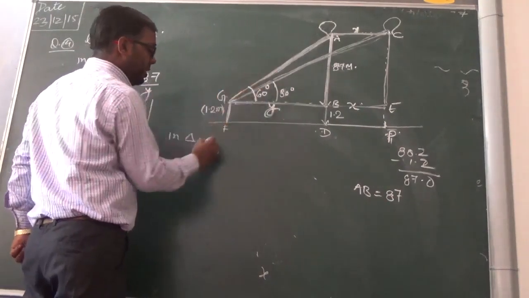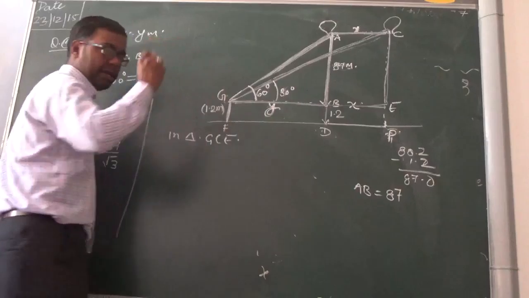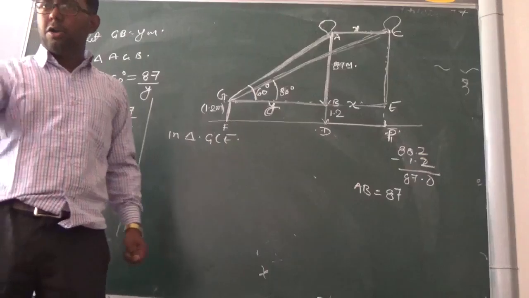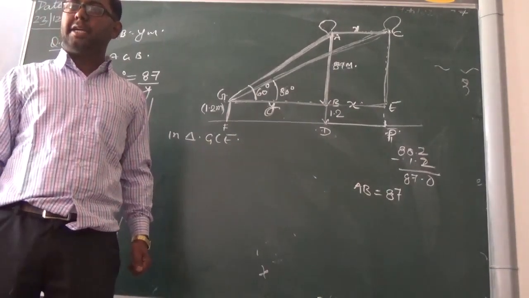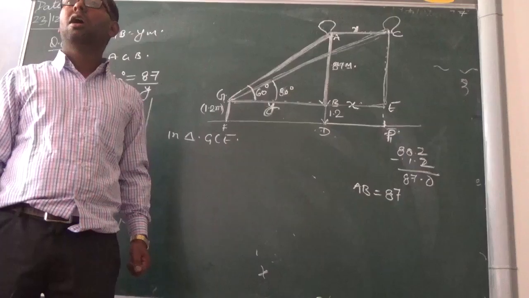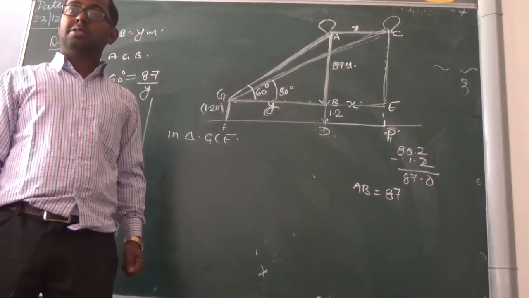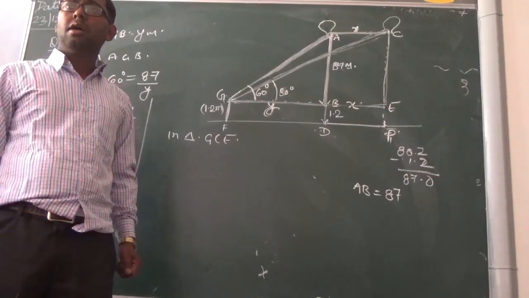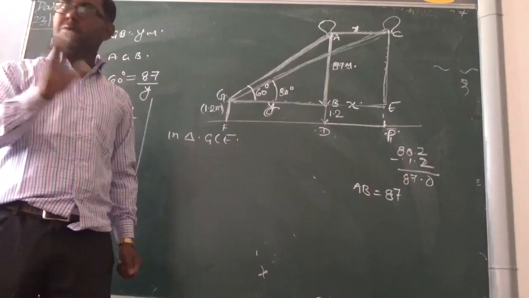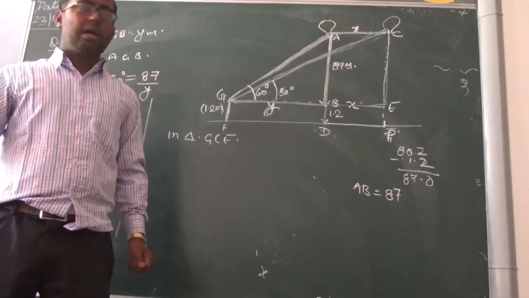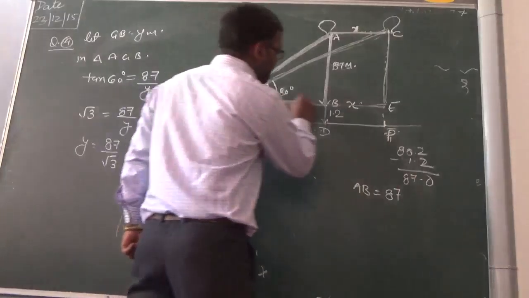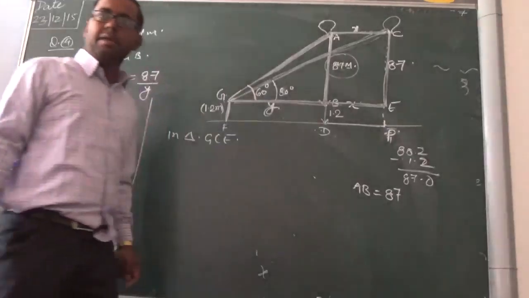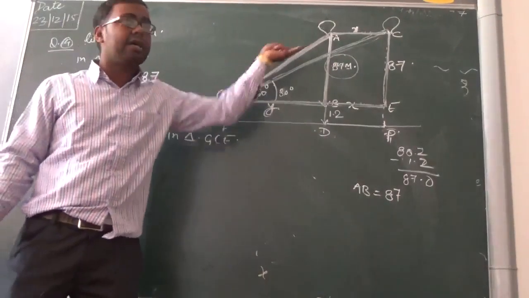In triangle GCE, okay? In triangle GCE, what trigonometric ratio can I apply? Sin, tan or cos? देख रहे हैं आपको इसमें रिलेशनशिप चाहिए. ये 87 है तो ये कितना होगा? 87. तो tan थीटा, ये हाइपोटेनस का क्या करोगे आप?